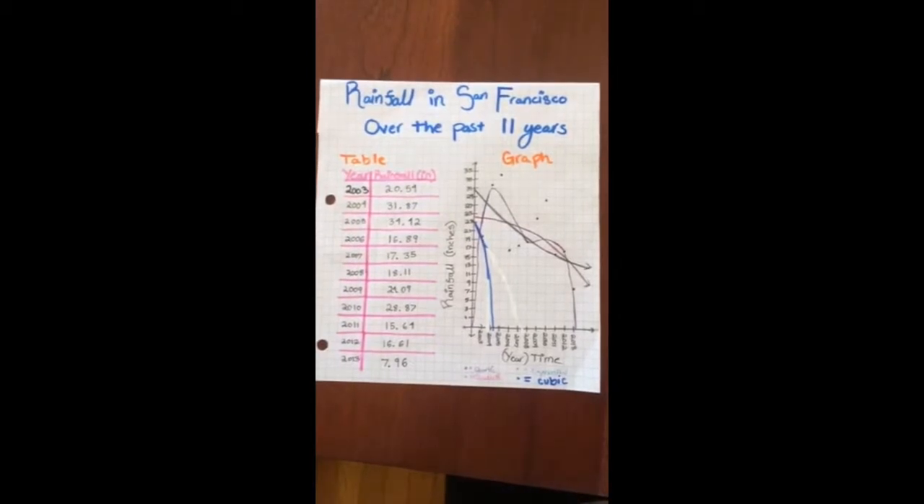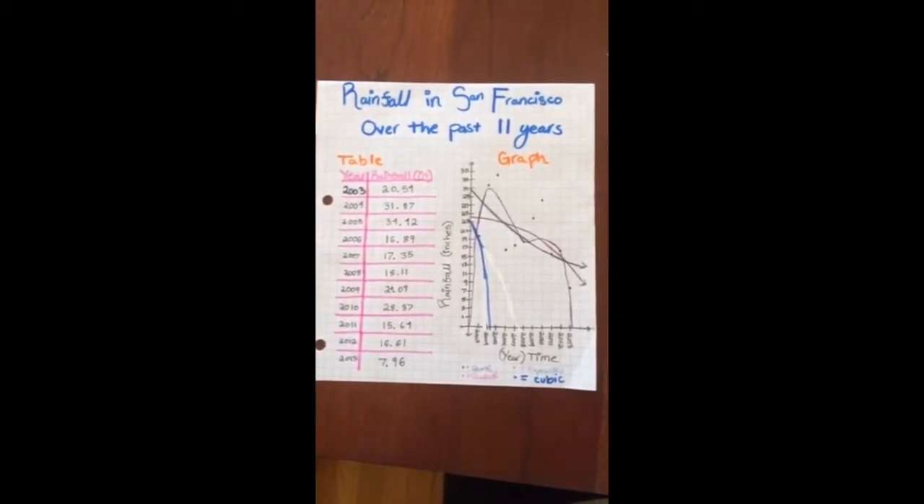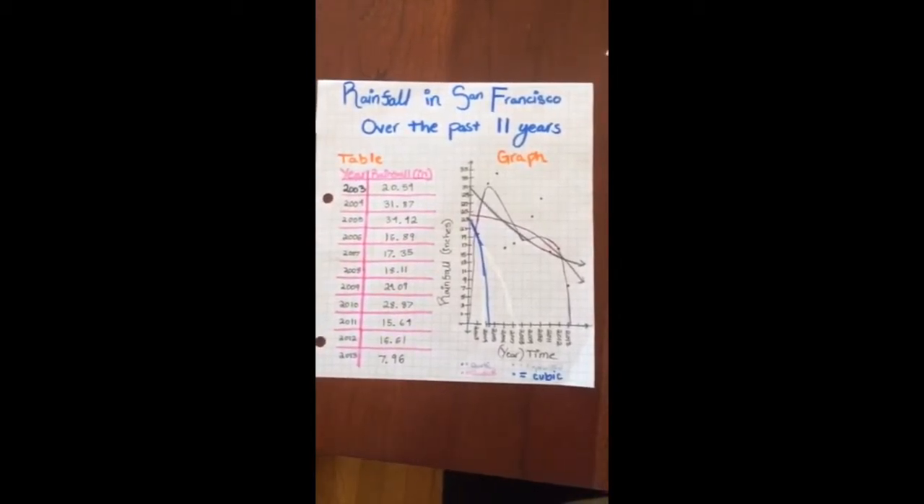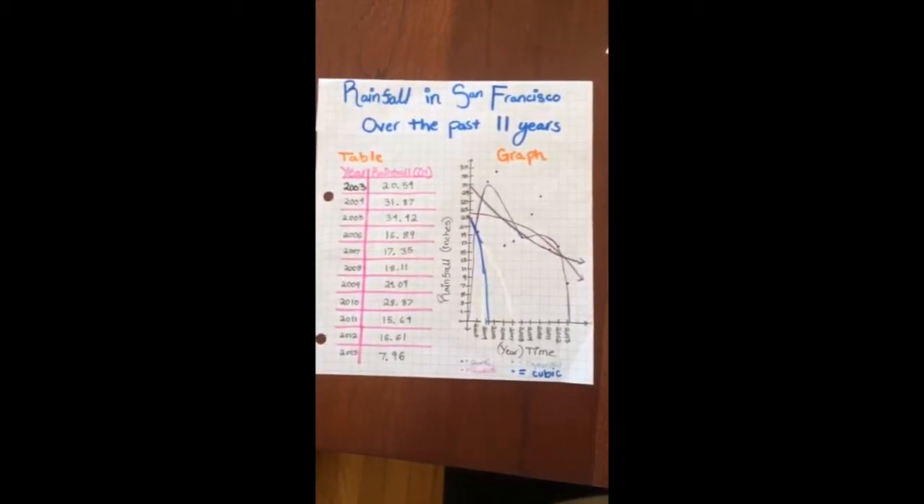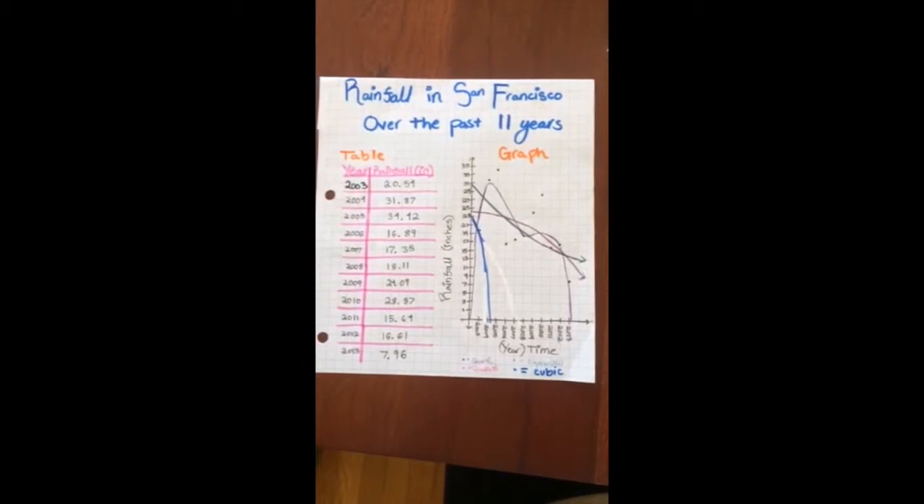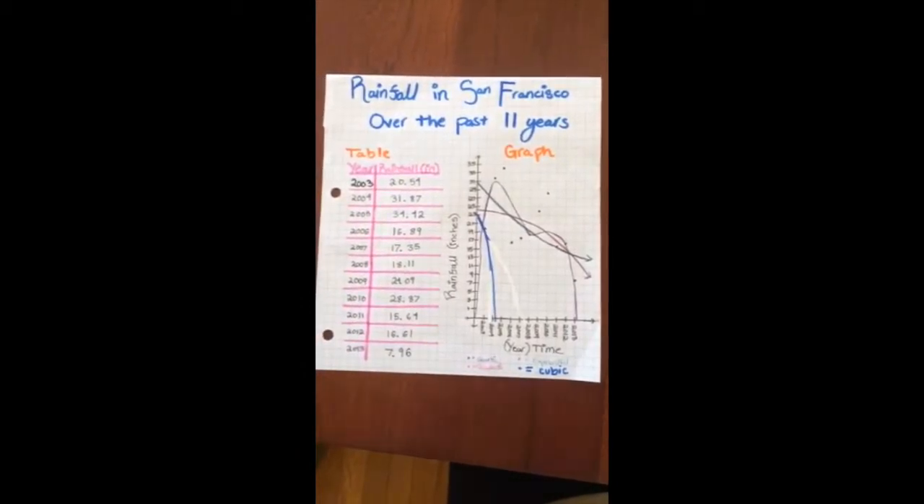Looking at the graph of rainfall in San Francisco over the past 11 years, you can see the models of the 4 different equations. As you can see, the quadratic model does not fit the data well and is the worst fit of the 4 models, as it hits less of the points.